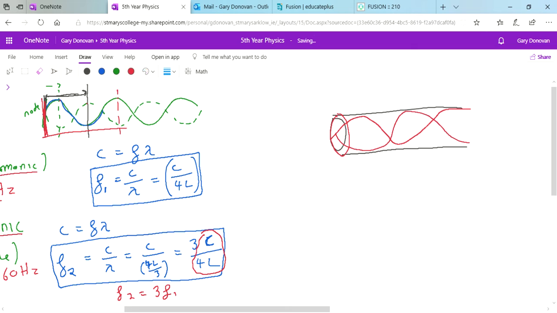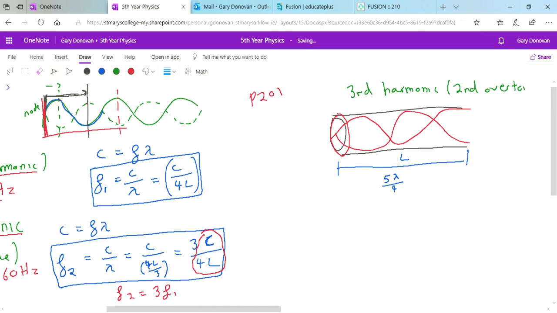Something like this. Now that's a bad drawing, but this is in your textbook on page 201 where the drawings are a bit better. Again, the length of the pipe in this case would be equal to 1 full wavelength and a quarter. So 1 full wavelength and a quarter would be 5 lambda over 4. And this of course is our third harmonic. And the third harmonic is known as the second overtone. Remember, if you have more overtones playing over each other, so you have the first harmonic, second harmonic, third harmonic all playing at the same time, it improves the quality of the sound.